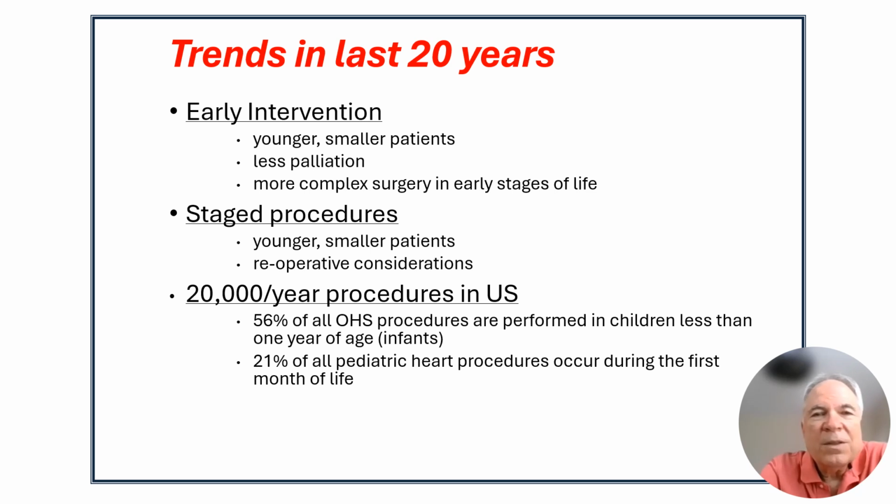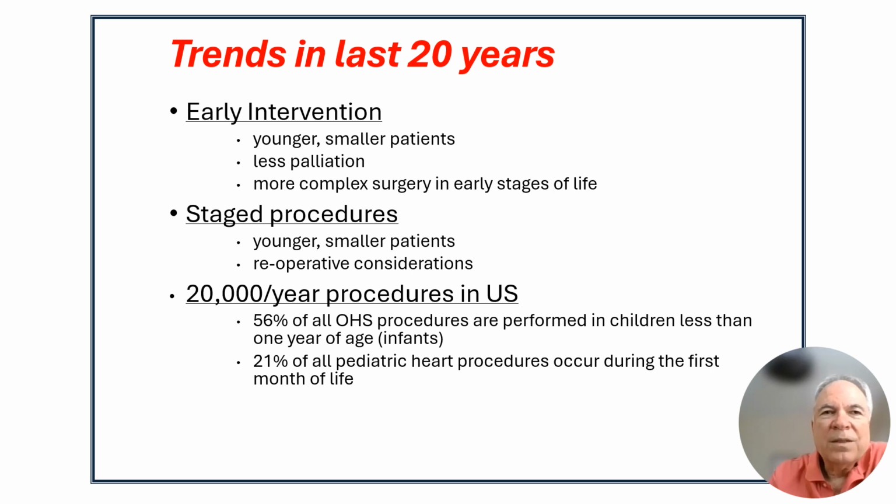And so we have to deal with more reoperation patients, redo operations, and opening the chest on a redo is a lot more difficult. But altogether, there are only about 20,000 operations a year in the United States. And that's pretty small compared to the 300,000 or so procedures done in adults. 56% of all open heart procedures are performed in children less than 1 year of age, and about 20% during the first month of life.